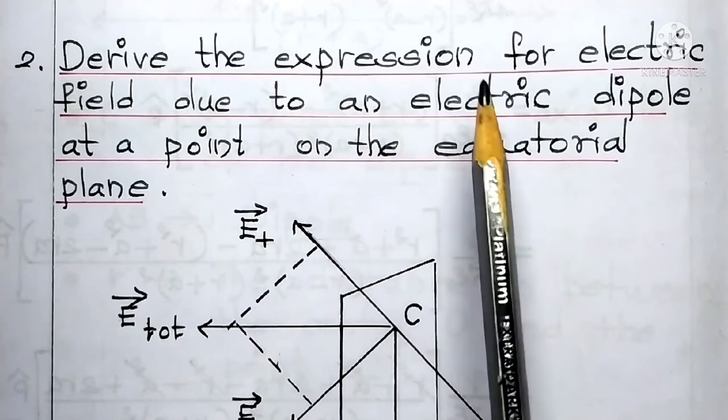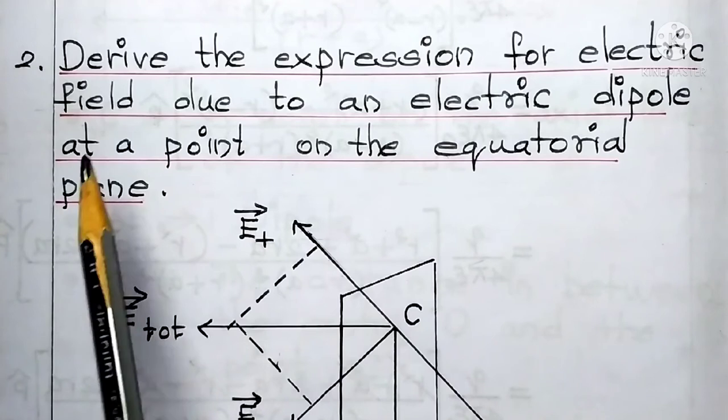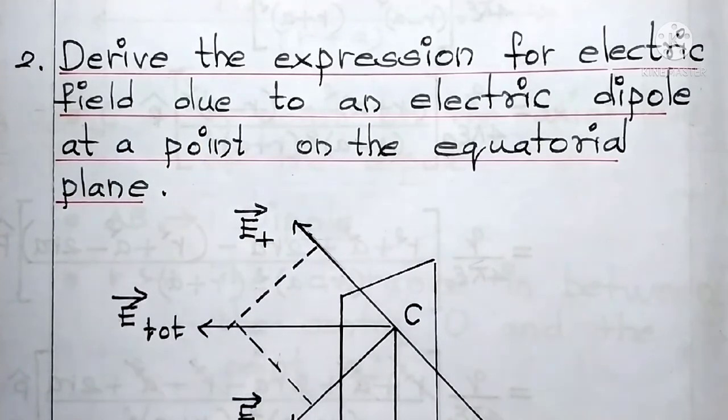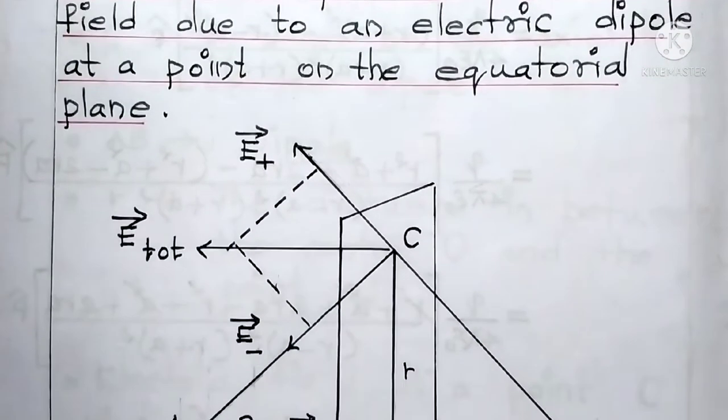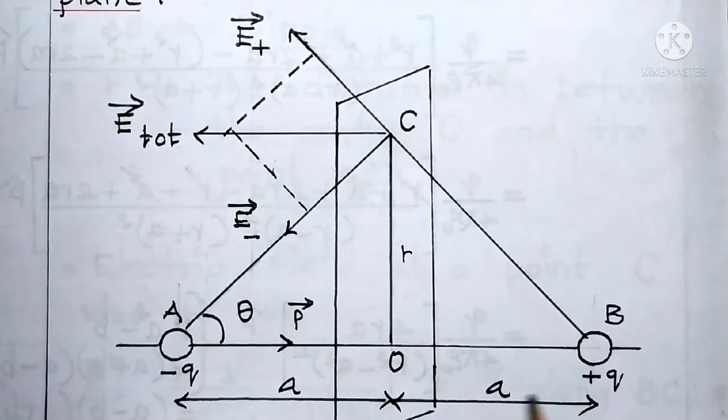Derive the expression for electric field due to an electric dipole at a point on the equatorial plane. Now let us have a closer look at this diagram. AB is the dipole. A negative charge is placed at A and a positive charge is placed at B. As we all know, the distance between minus Q and plus Q is 2A. So I have written from A to O is A and again from O to B is another A.